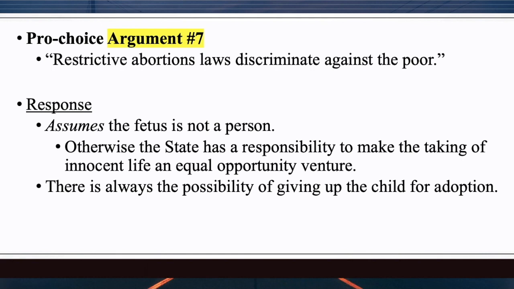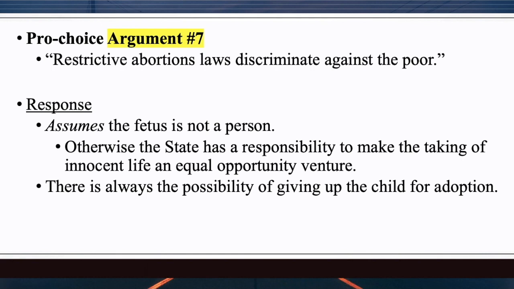But here's the point. There is always the possibility of giving up the child for adoption. And there are many homes in the United States that have difficulty having children. They want to have children, they're having difficulty doing it, and their option is adoption. So there are many homes that would adopt children. So you just can't use this idea of, well, it discriminates against people, so we should have abortions.